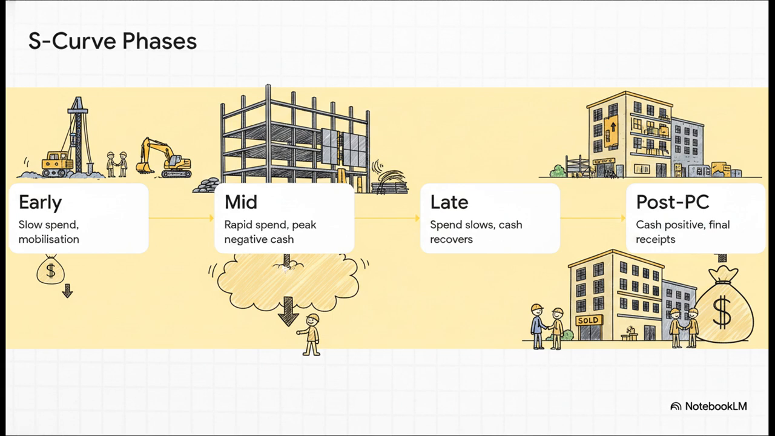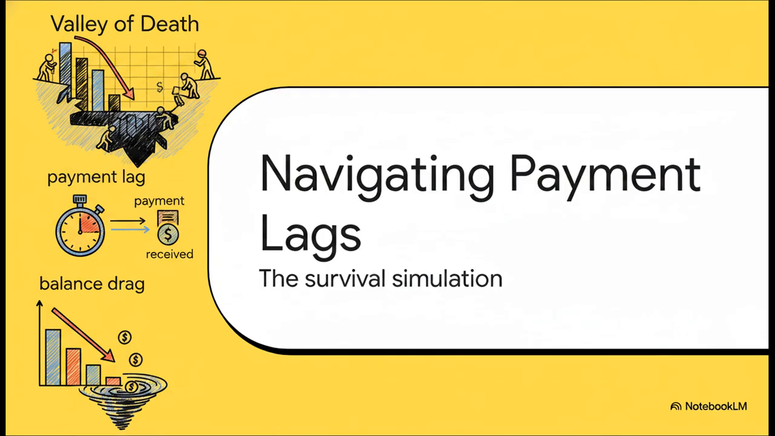Step 3 is late, fit out and finishes, where the spend finally slows down and cash starts to recover. And finally, step 4 is post-practical completion, where you cross the finish line into a cash-positive state with retention releases and final account settlements. Section 3. Navigating payment lags, the survival simulation.